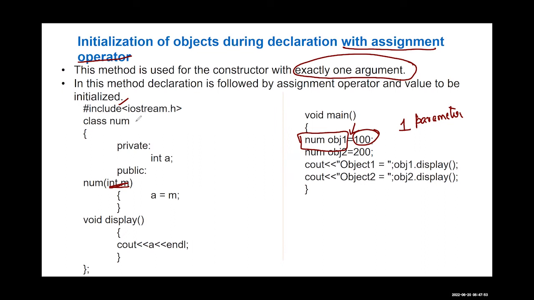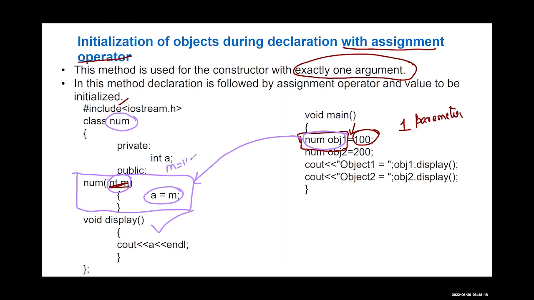So let us see. I have a class whose name is number. This is my constructor, where I am taking only one argument, and that argument I am initializing to a, and I have a normal member function which is display. Whenever I am calling num object, this is the object I am creating, I am saying it is equal to 100. What is happening? The value is coming over here. M is 100, that is the value I have passed. That is why A is becoming 100 for object 1.